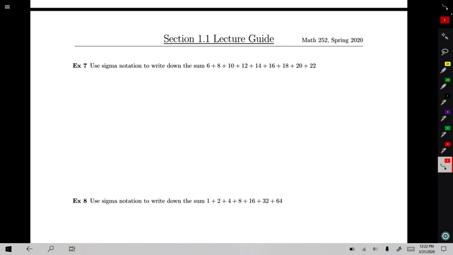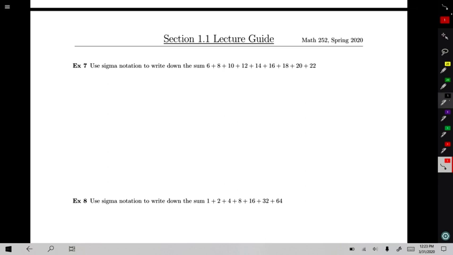So example 7 is asking us to use sigma notation to write down the sum 6 plus 8 plus 10 plus 12 plus 14 plus 16 plus 18 plus 20 plus 22. We're not actually trying to compute this number here. We're just trying to rewrite it in a shorter form using our new sigma notation. Whenever we're given something like this, we want to look at the pattern of the different numbers that we're adding up here.